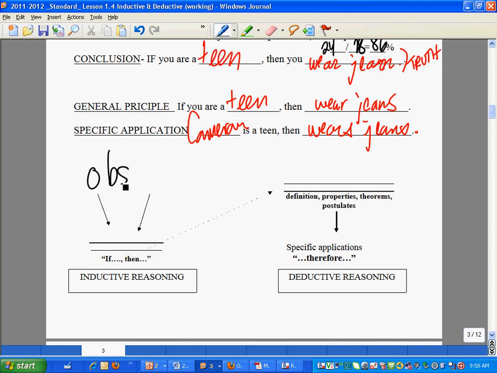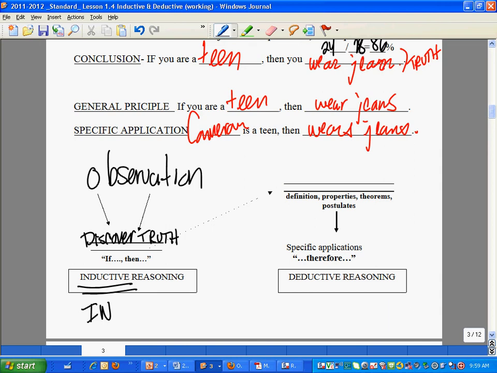Now, if I take that truth, if I start with the aha, and I apply it to a specific situation, that's called deductive reasoning. That's what the finger pointing was. You point to something specific. Inductive: take in, aha. Deductive: aha, you, specifically. That's the difference between inductive and deductive reasoning.